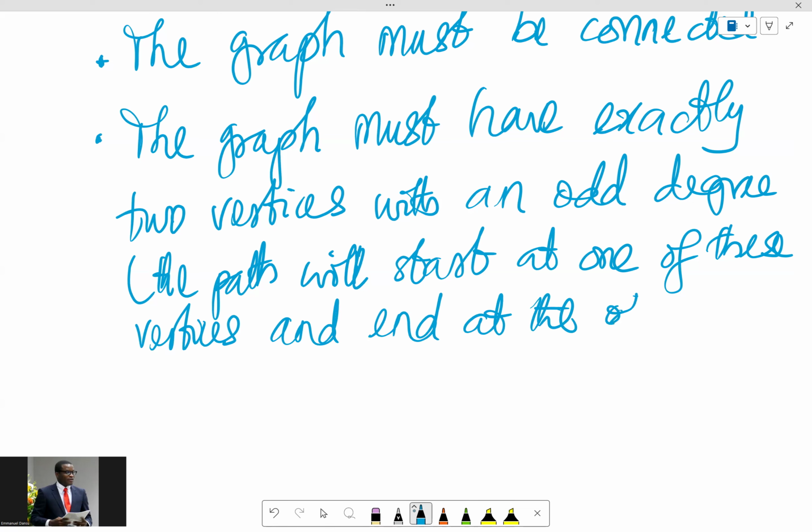So unlike for circuits where you go back to where you started from, here you just travel all the roads and you don't go back home. You don't go back to where you started from, so to speak. Not necessarily. So in that case, of course, that won't be home because you can't go back there. So the path will start at one of these vertices and end at the other. And that is why you must have exactly 2 vertices with an odd degree.